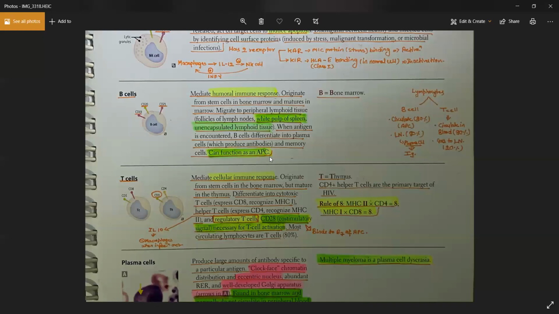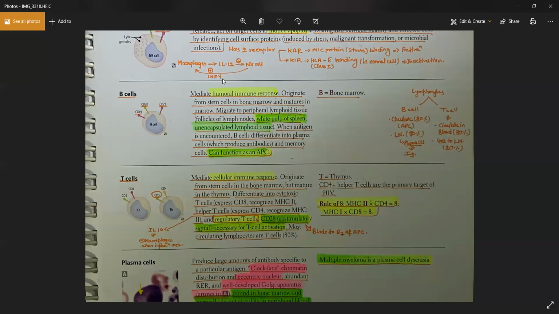So if the thymic independent activation occurs, these B cells will release only IgM antibodies, and they will be activated by the polysaccharide antigen. In case of thymic dependent activation, they will first present the protein antigen to the CD4 cells, and then the CD4 cells will activate the B cells to release more antibodies like IgG and other specific types. So those two types of activation, please remember.